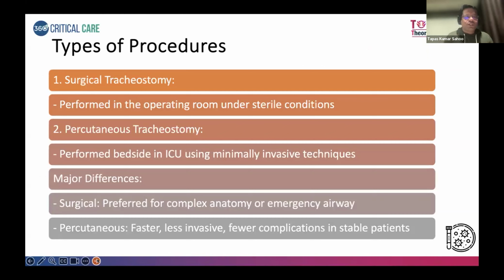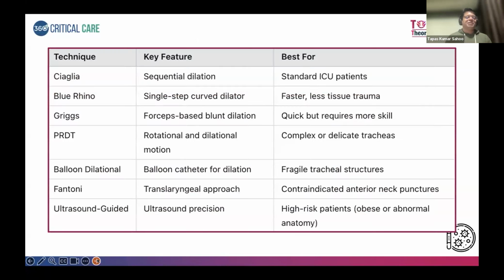Now, what are the types of procedure of tracheostomy? Surgical tracheostomy, the first and foremost, where you will be shifting the patient to the OR under sterile condition. Then percutaneous tracheostomy, done bedside in ICU using minimally invasive techniques. The major difference: surgical will be preferred for complex anatomy or emergency airway. Percutaneous would be faster, less invasive, and have fewer complications in stable patients.